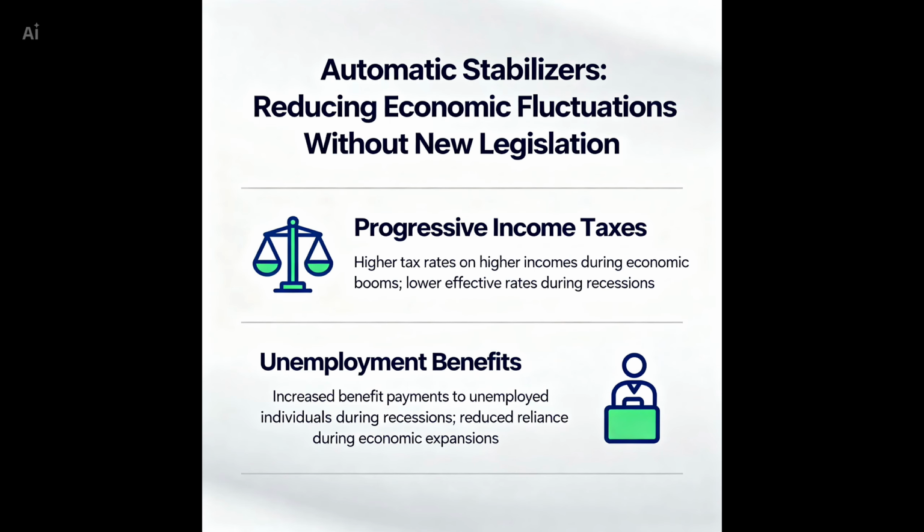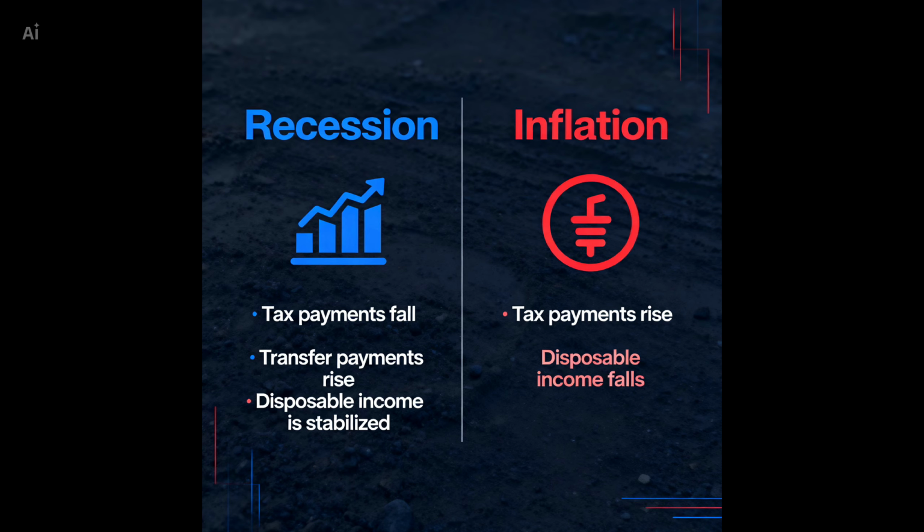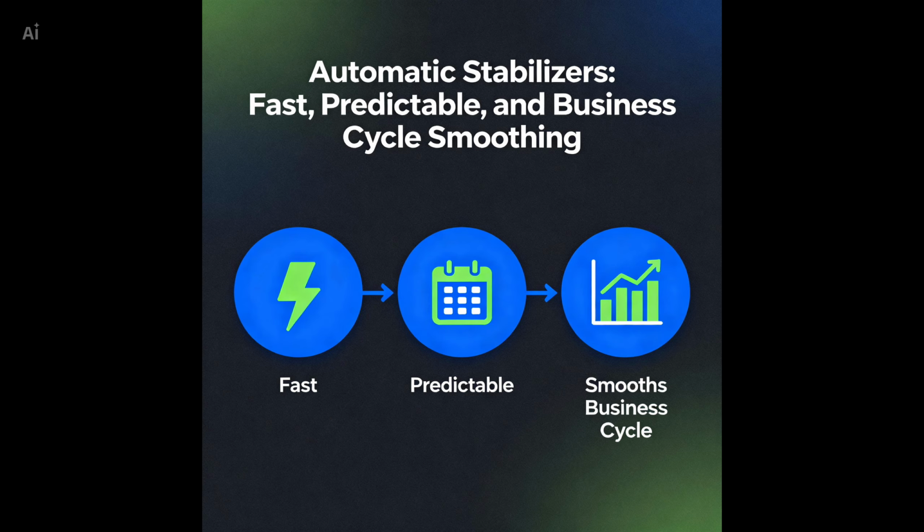Automatic stabilizers reduce economic fluctuations without new legislation. Some key examples are progressive income taxes and unemployment benefits. During recessions, tax payments fall, transfer payments rise, and disposable income is stabilized. During inflation, tax payments rise and disposable income falls. Automatic stabilizers are fast, predictable, and help smooth the business cycle.